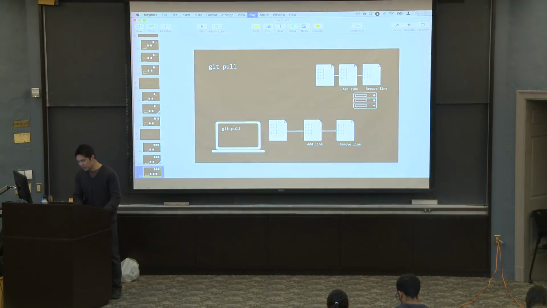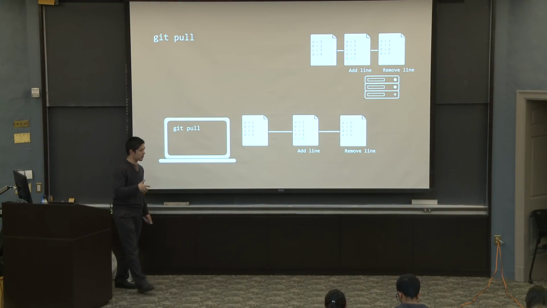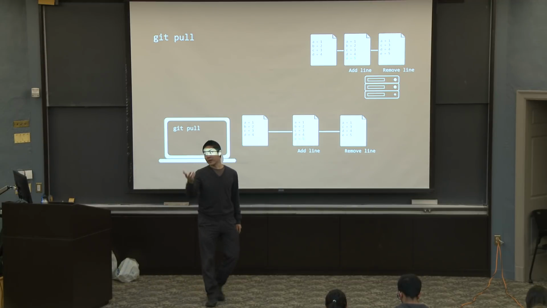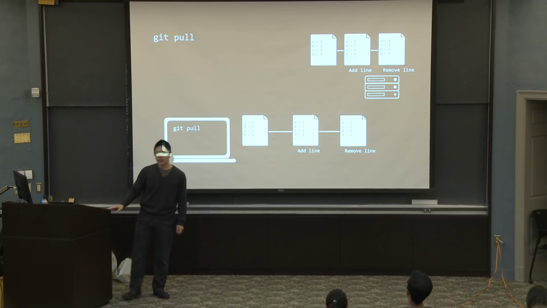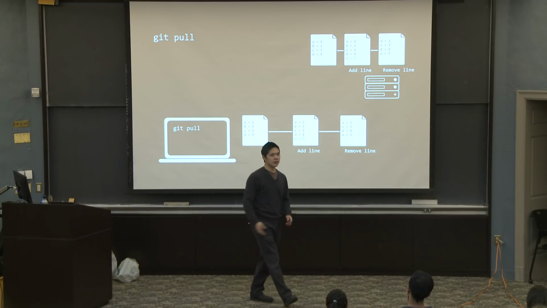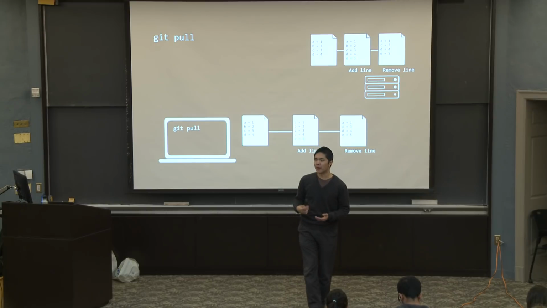OK. So we can git push to push our changes from our computer up to the server. We can git pull to take changes from the server and pull them down onto our local computer. What can go wrong here? What are some problems you imagine might start to come up? Yeah.